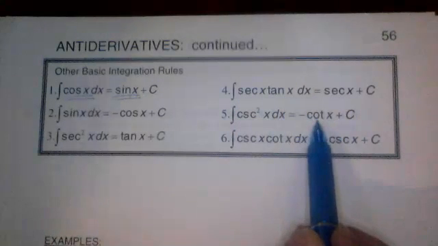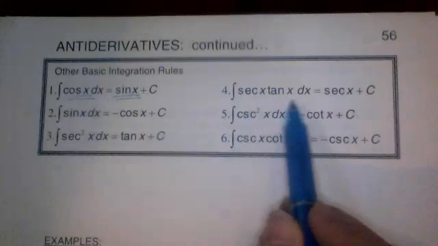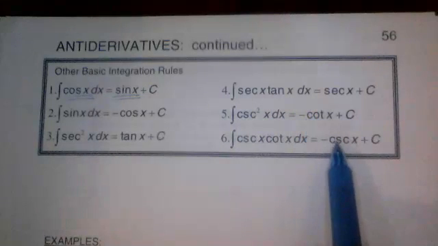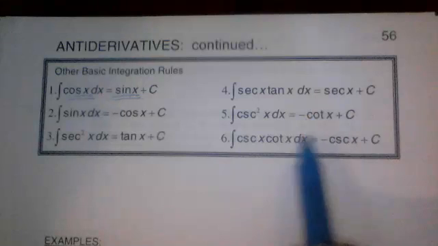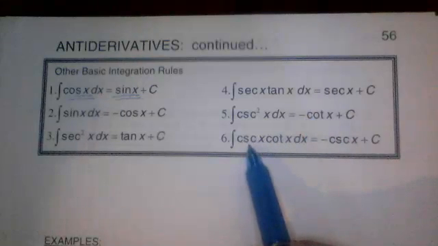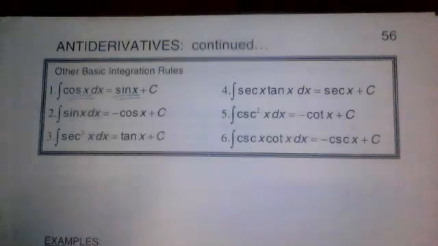The derivative of cotangent is negative cosecant squared. So if I just have positive cosecant squared, the antiderivative would be negative cotangent. And the derivative of cosecant is negative cosecant cotangent. So if I antiderive cosecant cotangent, I'm going to get negative cosecant. That takes care of our negative sign. So let's try a few of these trig applications.